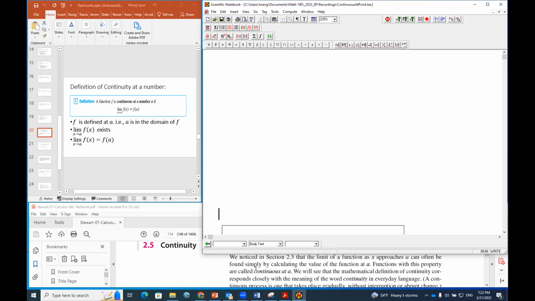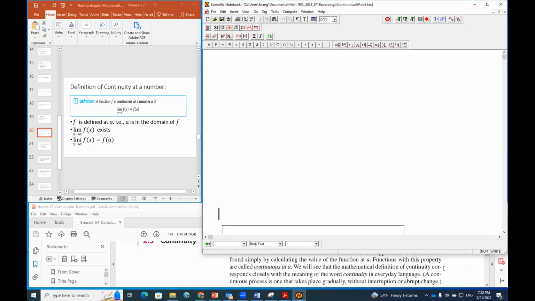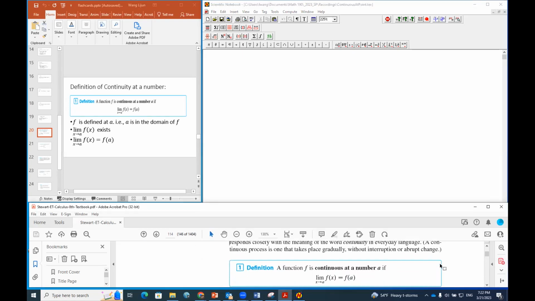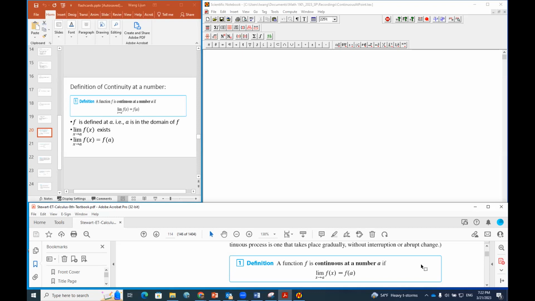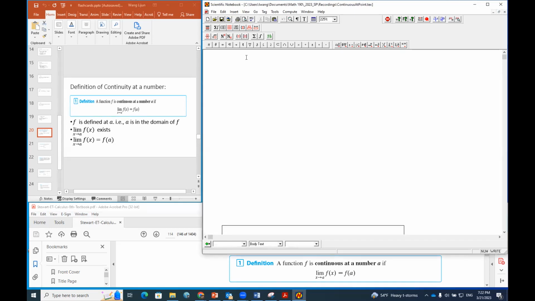The definition says, I'm quoting the book. The definition of a continuous function at a point, at a number, is just this box, and I copied and put it here in our flashcard. And what does it imply? It actually implies three items. So let me put the definition right here. Definition.